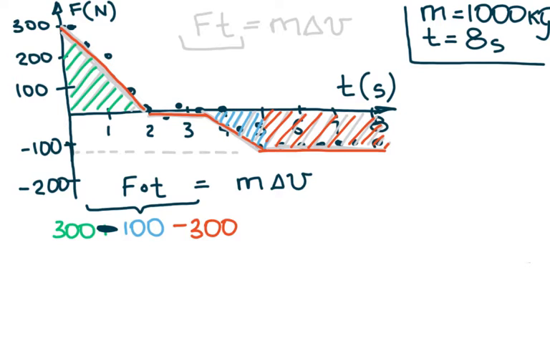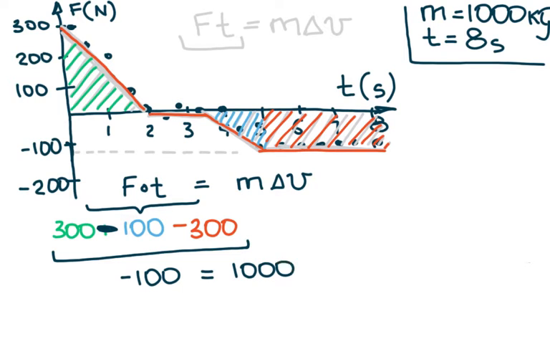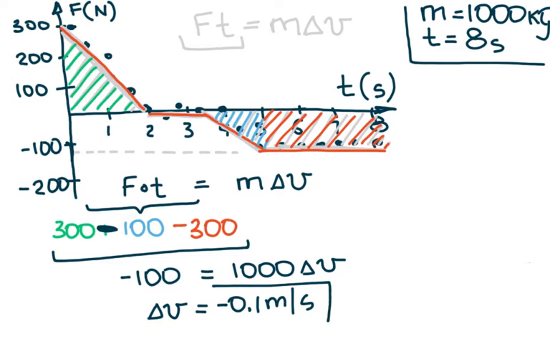So the total change, or the impulse acting on the spacecraft, is negative 100 and equals the mass times change of its velocity. So from here I can see that the change of the velocity of the spacecraft was equal to negative 0.1 meter per second. So the spacecraft lost 0.1 meters per second over these 8 seconds.